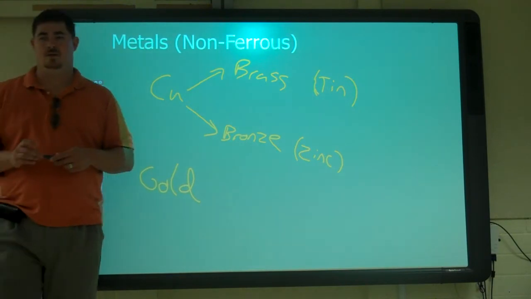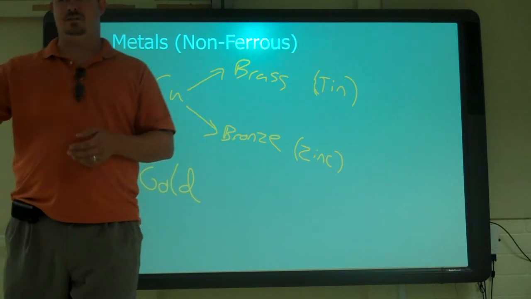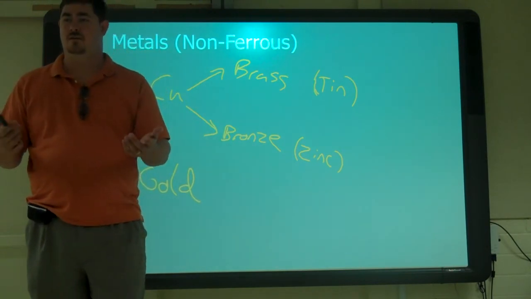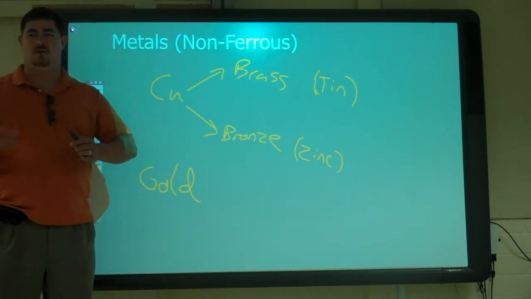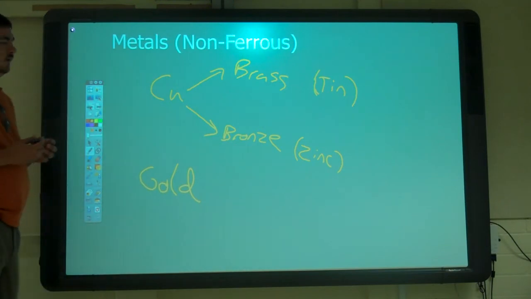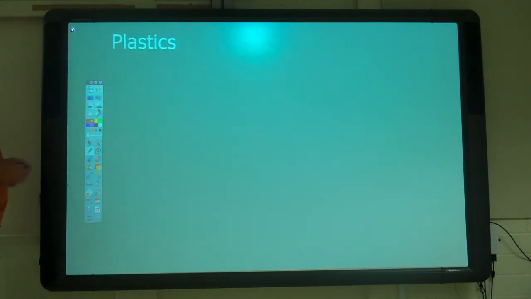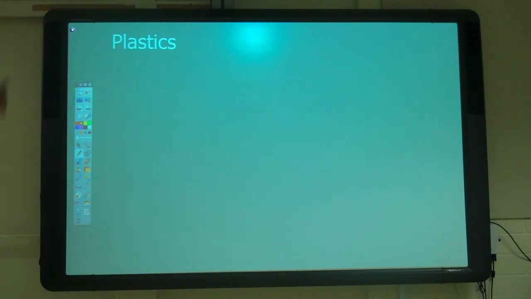Plating. So before you chrome plate something, usually you'll nickel plate it to give the chrome something better to hold on to. Then we get to plastics. What are the two main types of plastics? Does anyone know?